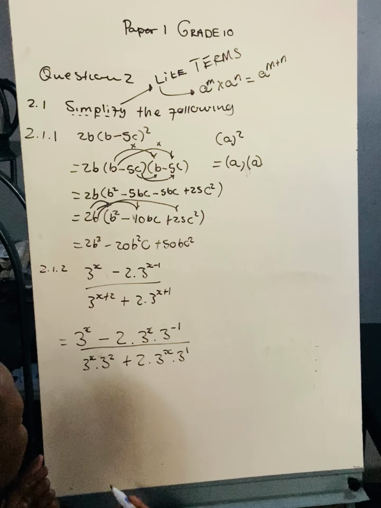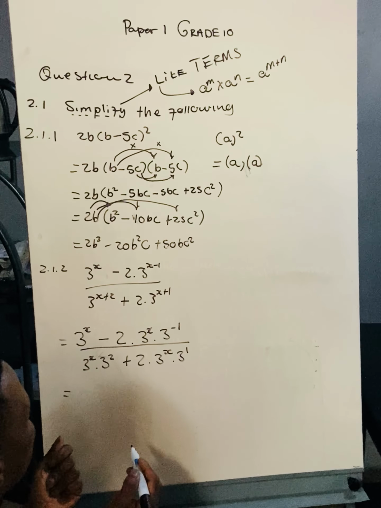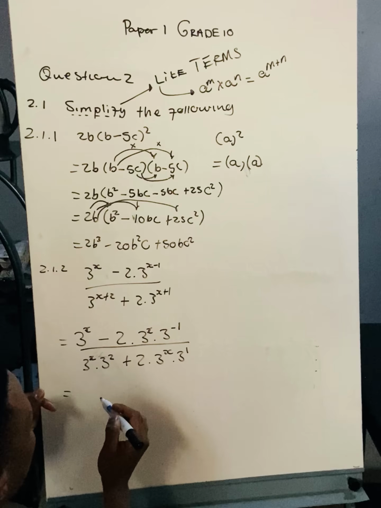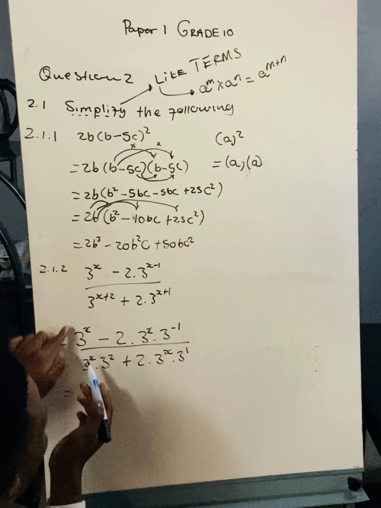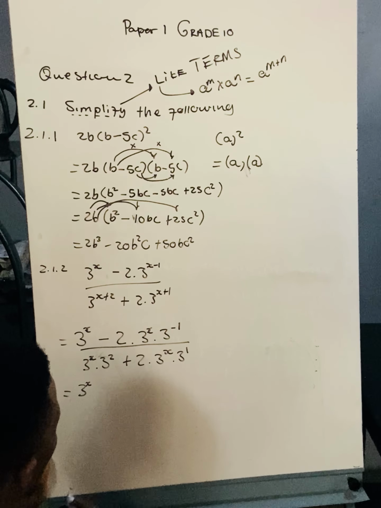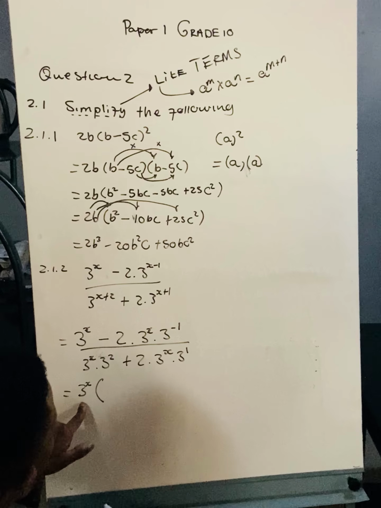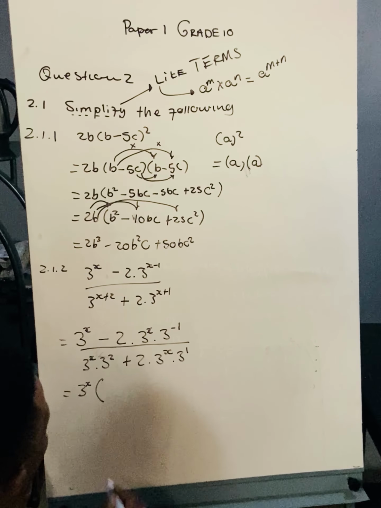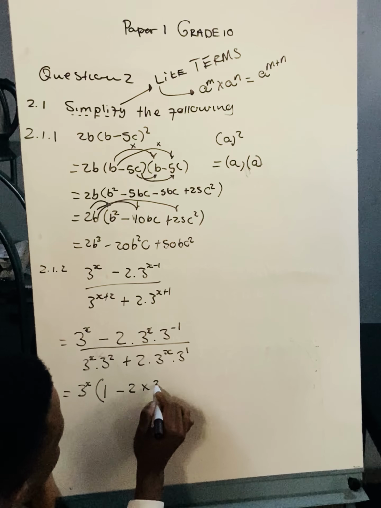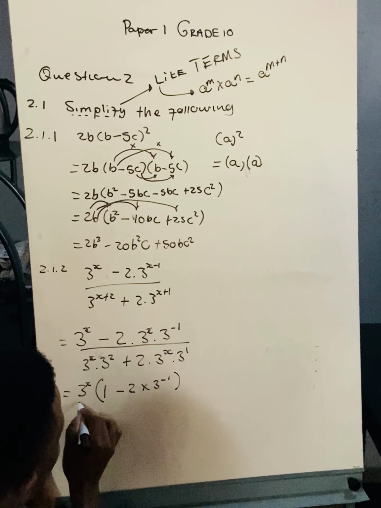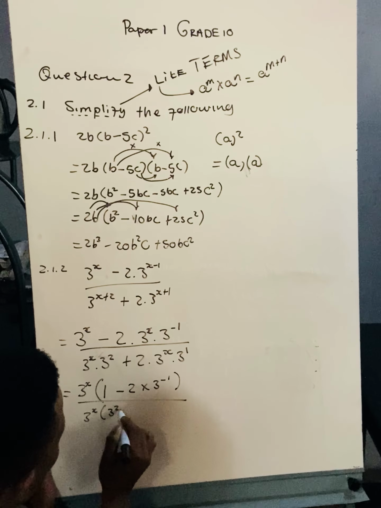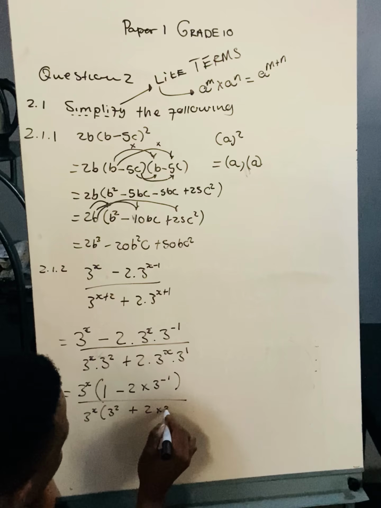So after having this expression, this step, guys, what can we see here? We can see on top we have something that we call a common factor. Why? Because this is the same base and also the same exponent, meaning we're going to take out these 3 to the power of x in brackets. Therefore, this 3 goes into 3 to the power of x once, minus 2 multiplied by 3 to the power of negative 1, divided by 3 to the power of x, in brackets 3 to the power of 2, plus 2 multiplied by 3.